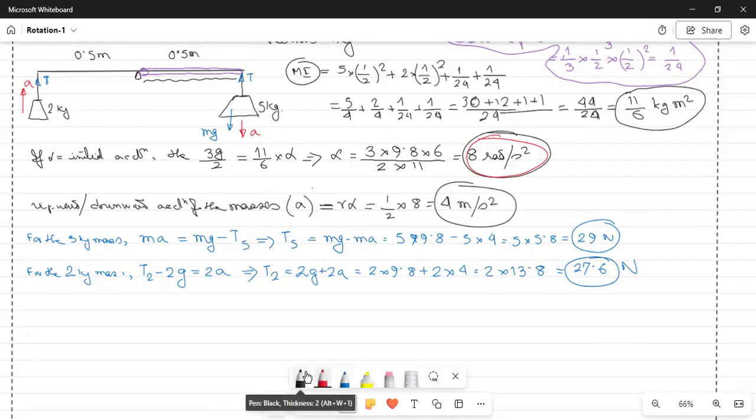Now the two answers: the tensions in the two blocks, and the initial acceleration is 8 rad per second square in this particular case. Okay. Now we shall go to the next question. Quickly we shall go to the next question.